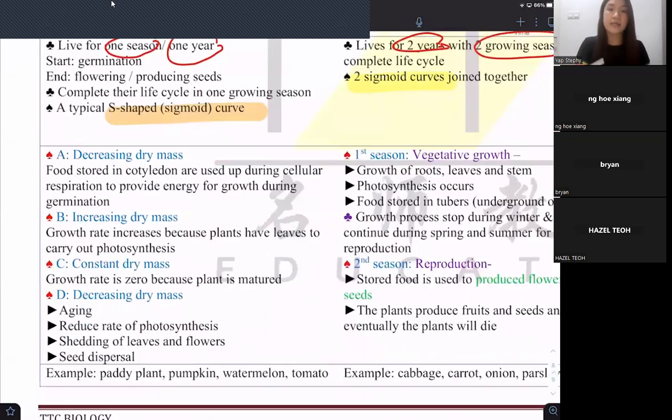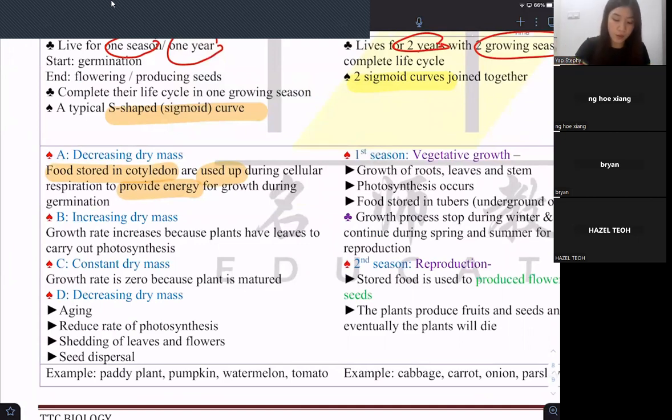Because for A, the seed is during germination. During germination, the seed does not have leaves, so it cannot undergo photosynthesis and cannot produce food. Then how can the seed obtain energy? Where does the energy come from? It comes from the food stored in the cotyledon. All the food stored in the cotyledon is used up to produce a lot of energy for growth. So when you reduce the amount of food inside, then the dry mass will necessarily reduce. Okay, so this is for stage A.